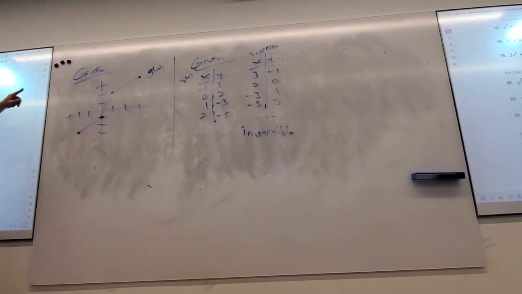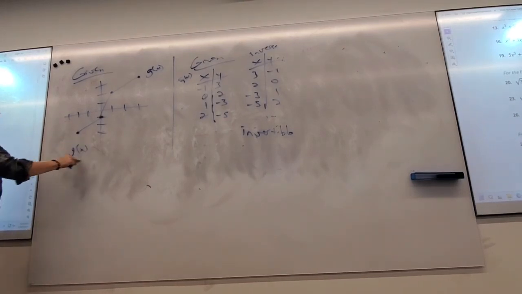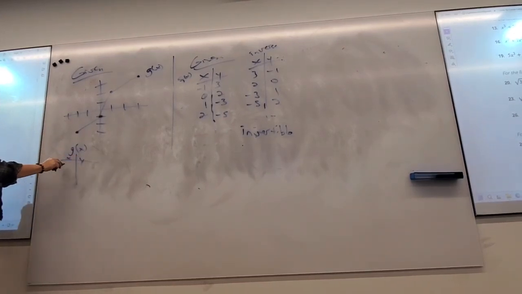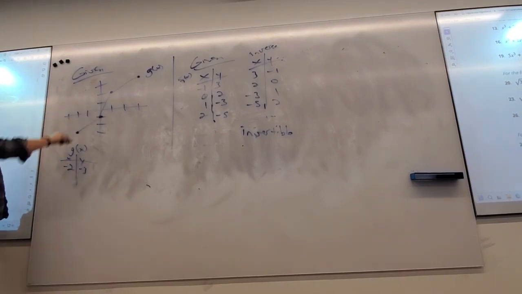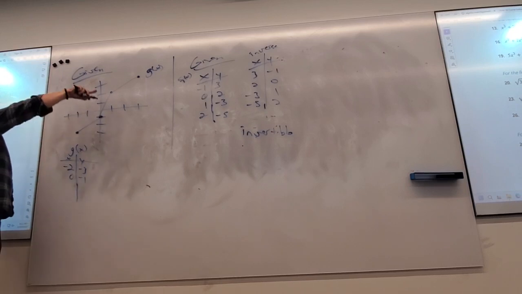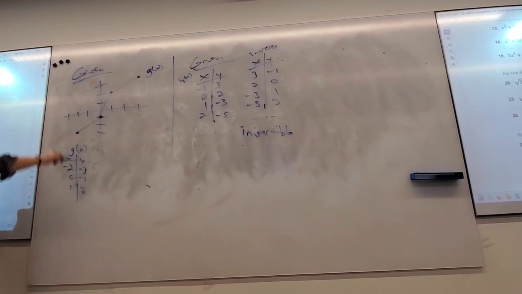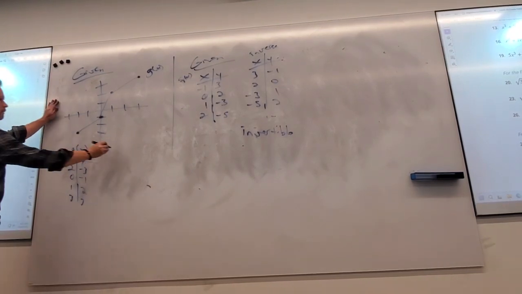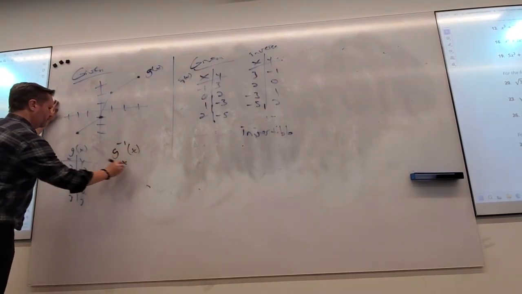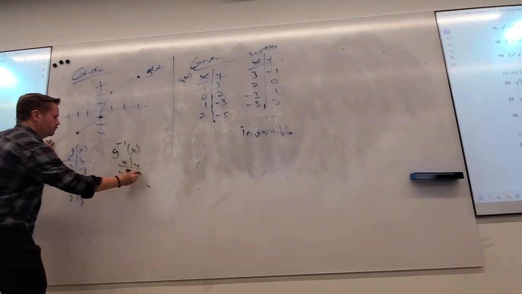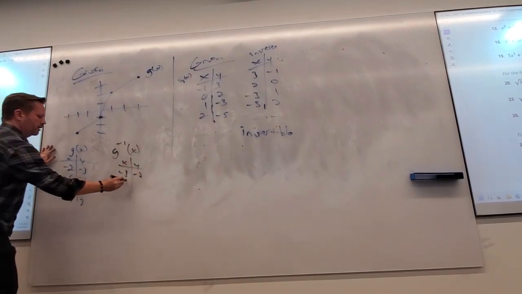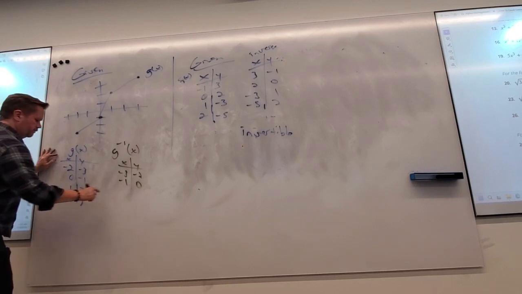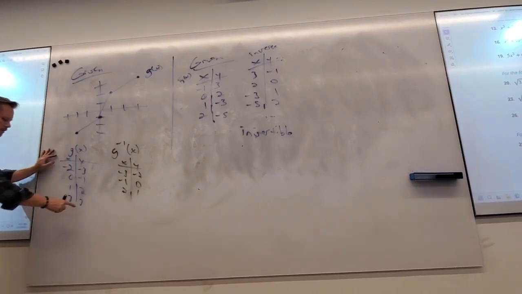What points does the G function go through? -2, -3. 3, 3. 0, -1. 1, 2. So what points will the inverse function go through? -3, -2. -1, 0. 2, 1. 3, 3.